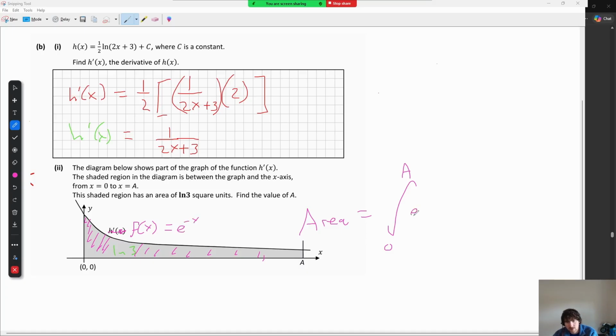Well, then we would integrate e to the minus x. So you just integrate your function. It'll get you the area under the curve, and then you use your limits from 0 to A. It gets the area under the curve between the x-axis and those two x points, like it's shaded in there.